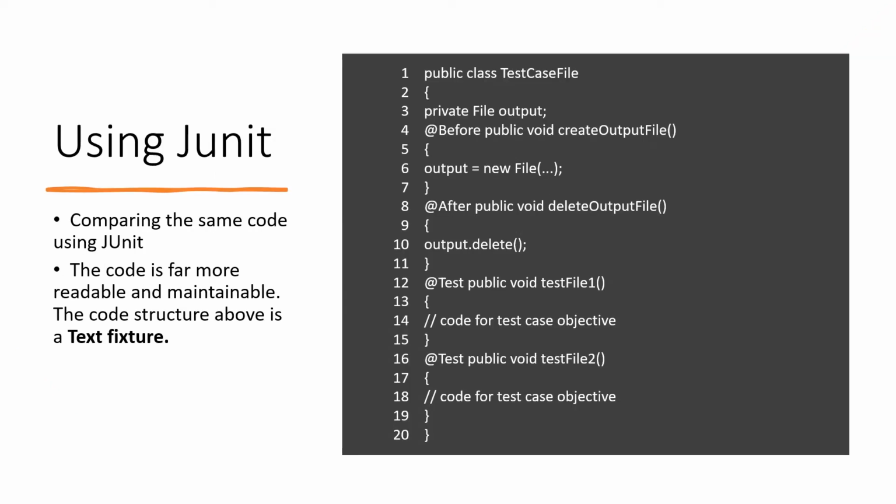Now using JUnit, if we write the same code which we have referred to before, we make it more readable and more maintainable. The code structure above is a test fixture. As you can see in the code here, we have @Before, @After, @Test, these kinds of annotations which we have used in the program.